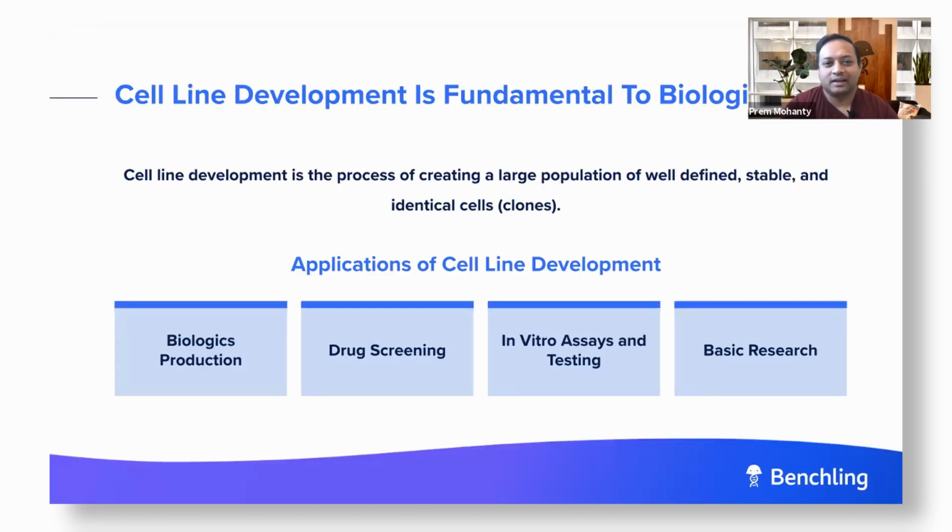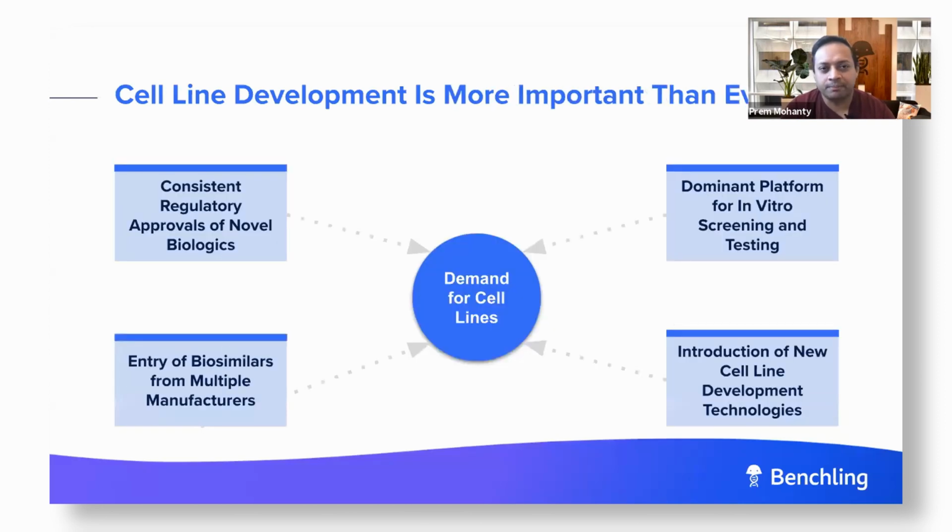Good morning, everyone. As you all know, cell line development is a process of generating large populations of identical cells that are well characterized. Cell lines are used widely across life sciences R&D. Some of the most common applications include biologics production, drug screening and discovery, in vitro assays and testing, especially to study efficacy, safety, and tolerability, and finally for fundamental research use, such as study of cellular pathways and targets.